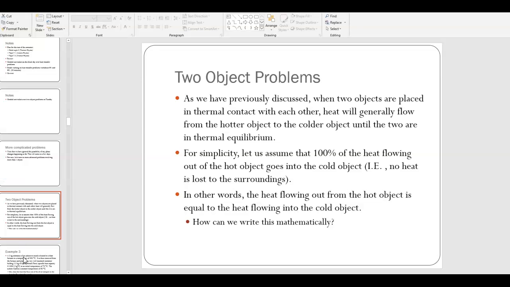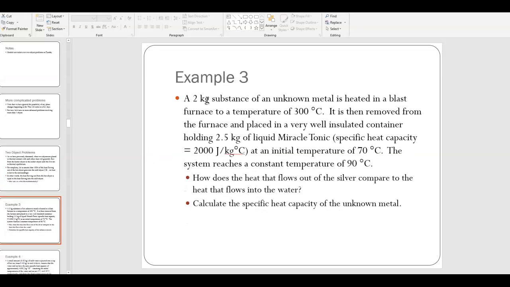Okay, so, example 3. It says a 2 kilogram substance of an unknown metal is heated in a blast furnace to a temperature of 300 degrees Celsius.